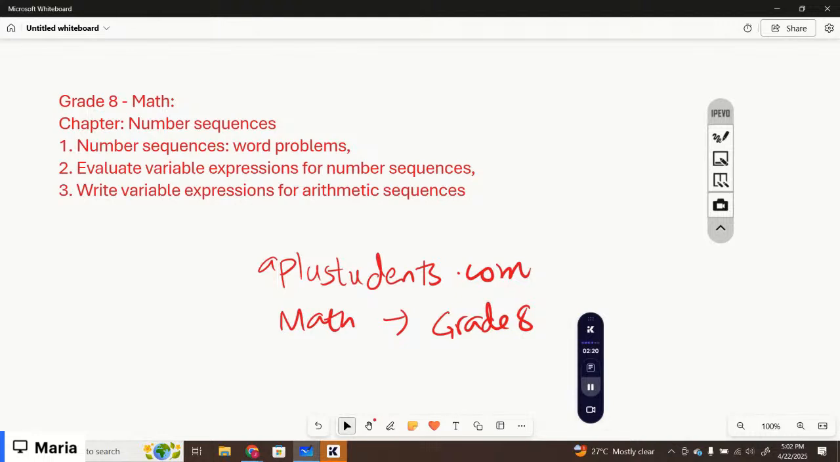The lessons we're going to cover today are number sequences word problems, evaluate variable expressions for number sequences, write variable expressions for arithmetic sequences. So please make sure you have your notebook and pencil so that you can note down the important examples and definitions as well.